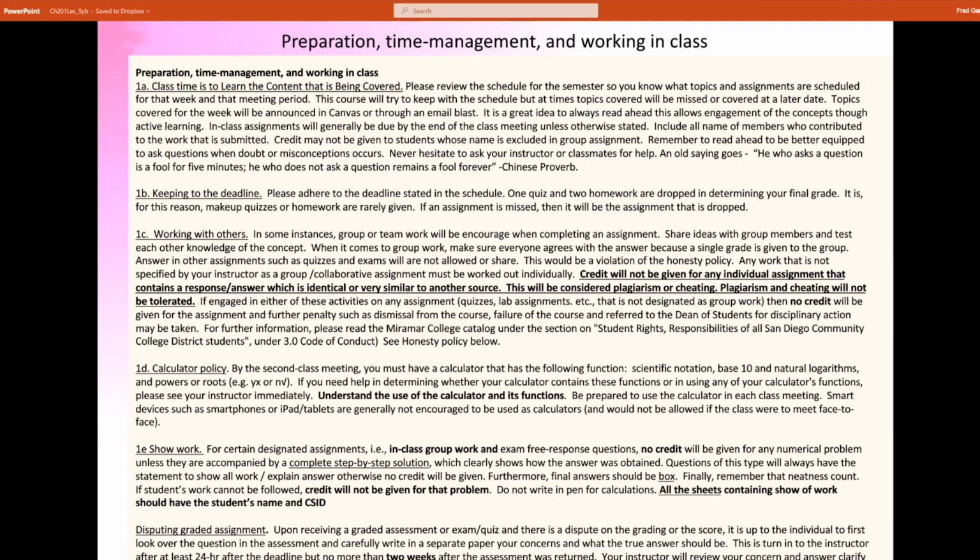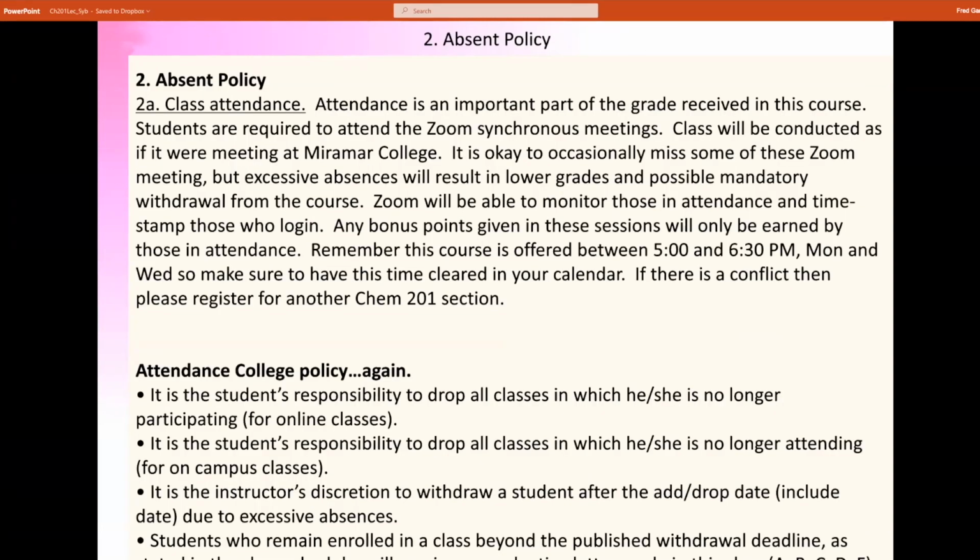So these pages right here basically just tell you about preparation, time management, and working in class, and the absent policy. Again, it's going to be based on you attending on Zoom. If you actually attend each meeting, I actually give you bonus points at the end of the semester.